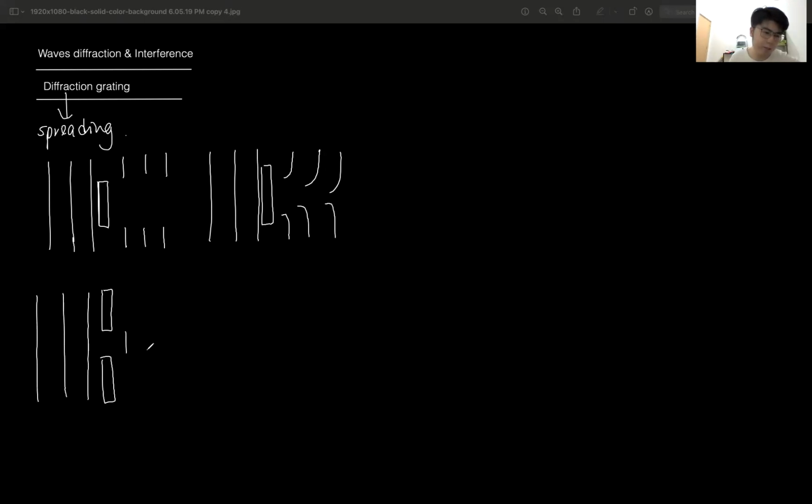Expectation is like this. Only the middle section goes through, the sides got cut out. But in reality, this is not the case. In reality, the wave goes through like this, okay? Now, sometimes they ask you to draw this wave.